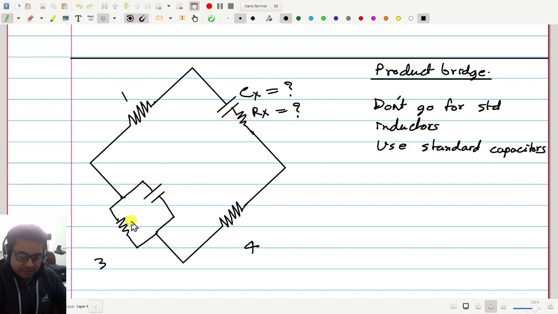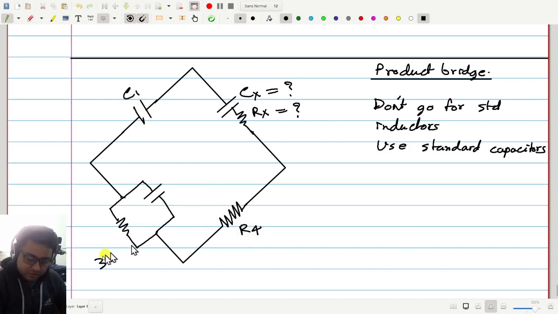So any suggestion, any modification? Let me tell you. What if I change either of these two resistances to a pure capacitor, C1, R4. This is R3, C3. This is still a product bridge. For a product bridge, it is not necessary that these two opposite arms should always be pure resistances. All I need is that their product is a pure real or imaginary number. That is enough. Now let us see how the balance equation comes out.